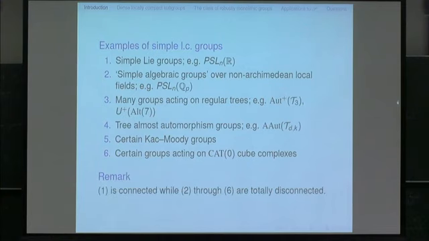So the remark is that of this list, the only connected ones are 1. All the rest of them are totally disconnected. And so maybe in 2 you have some kind of connectivity because you have a Zariski topology around, but once you get outside of that, all of these things you need different techniques to study. You can't rely on algebraic techniques anymore.